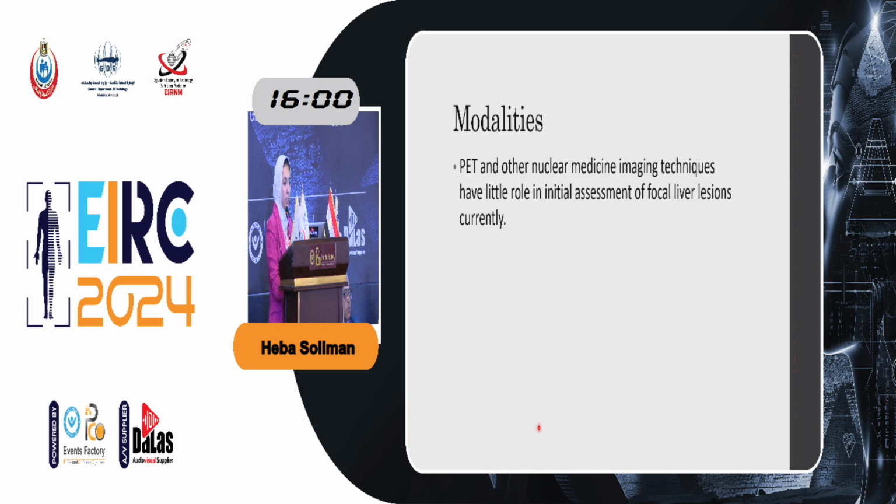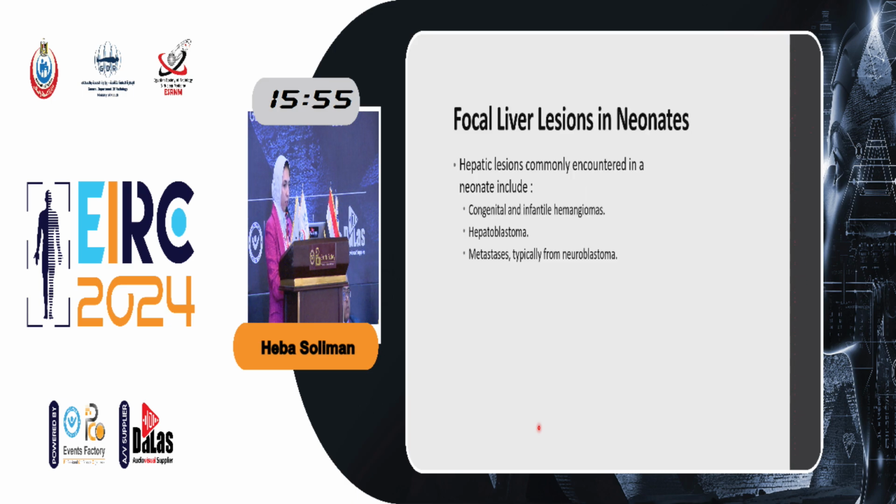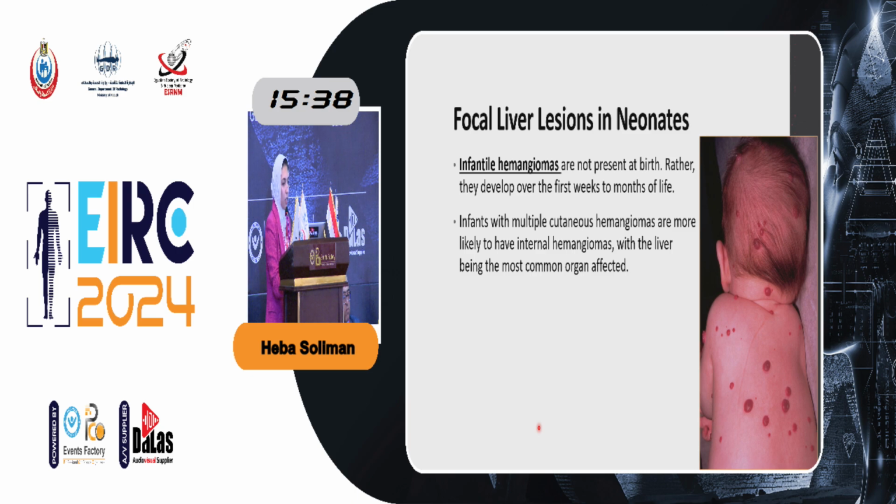PET and other nuclear medicine imaging techniques have little role in the initial assessment of focal liver lesions. Starting with focal lesions in the neonate, hepatic lesions commonly encountered in this age group include congenital and infantile hemangioma, hepatoblastoma, and metastases, typically from neuroblastoma. The infantile hemangiomas are not present at birth; rather they develop over the first weeks to months of life. Infants with multiple cutaneous hemangiomas are more likely to have internal hemangiomas, and the liver is the most common organ affected.